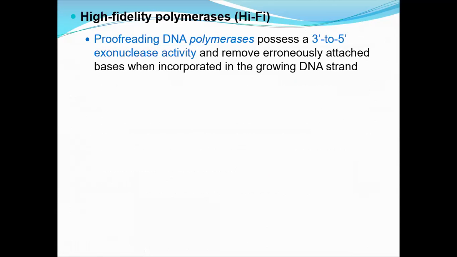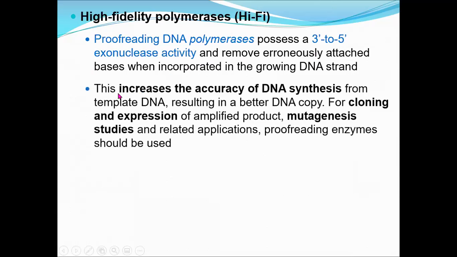The third type is high fidelity polymerases, which are also called hi-fi. They have proofreading, that means 3' to 5' exonuclease activity, and can remove erroneously attached bases during the incorporation event. So this increases the fidelity or accuracy of DNA synthesis. This kind of polymerase can be used for cloning, expression studies and mutagenesis experiments.